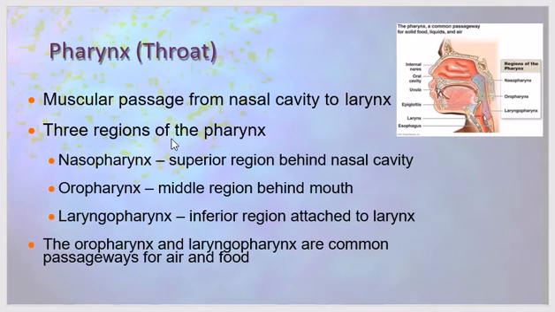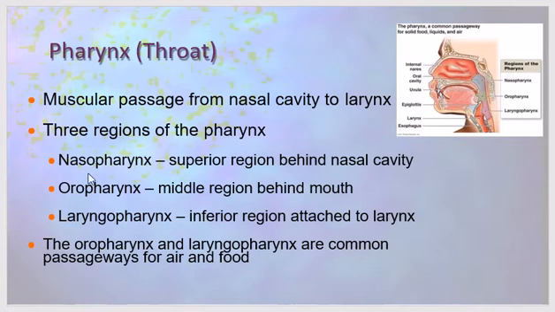Let's start today's lecture on the respiratory system in the anatomy and physiology class. First of all, we have to understand what the pharynx is. The pharynx is the passage from the nasal cavity to the larynx. We have three regions of the pharynx. What are the three regions?